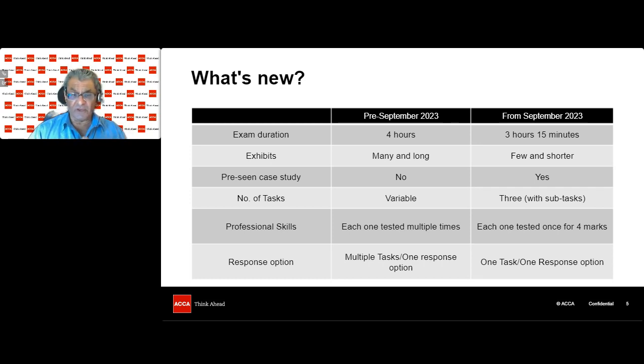Let's move on to the number of tasks. In the past, the ACCA never committed to a specific number of tasks or indeed a specific number of exhibits. However, from September, there will be 3 tasks. Now each task will have subtasks. So, for example, task number 2 will have a part A, B, and C, and so on. But essentially there'll be 3 main tasks, which means 3 main general topic areas that will be examined.